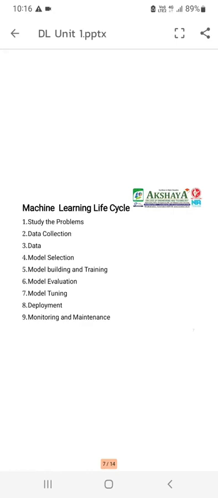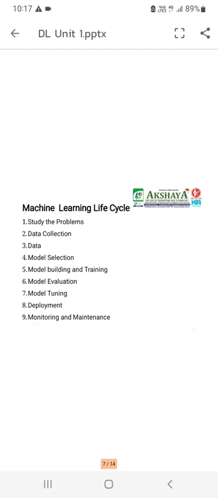First step is you are supposed to study the problem. After studying the problem, you have to proceed with collection of data. Once the data is collected, you have to proceed with model selection. Let's see what is a model in the forthcoming slides. After selecting a model, you have to build the model and use the data that you have collected in the second step to train the model.